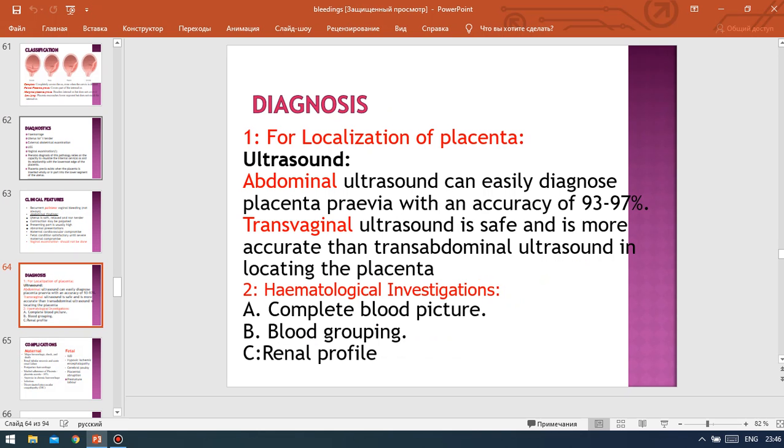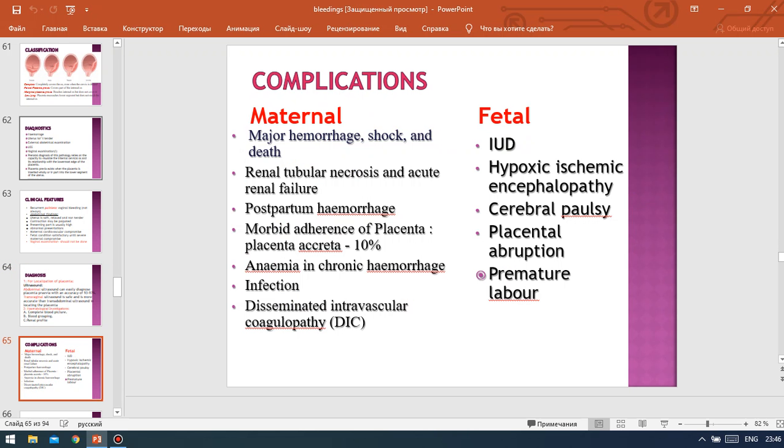Diagnosis. First, ultrasound: abdominal ultrasound can easily diagnose placenta previa with an accuracy of 93 to 97% of cases. Transvaginal ultrasound is safe and more adequate in this situation because it's more accurate than transabdominal ultrasound in locating the placenta. Hematological investigation: first, complete blood picture, blood grouping, renal profile.